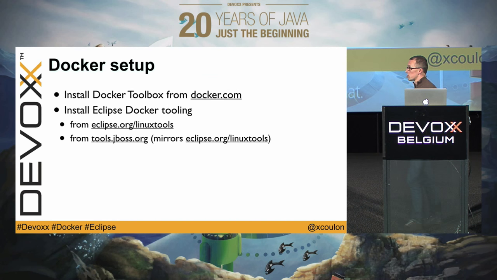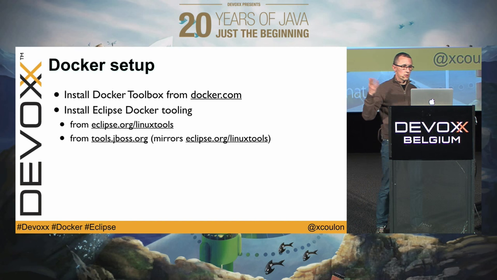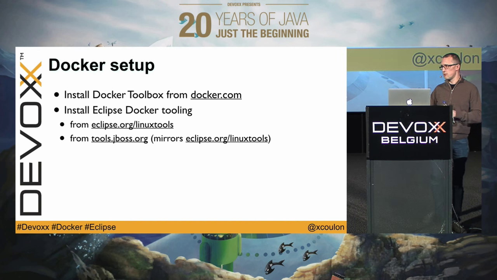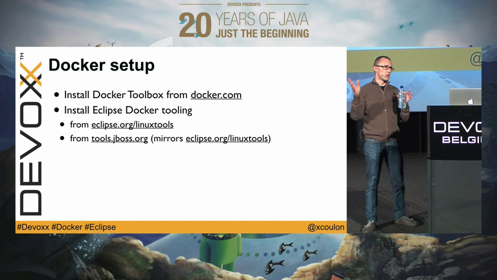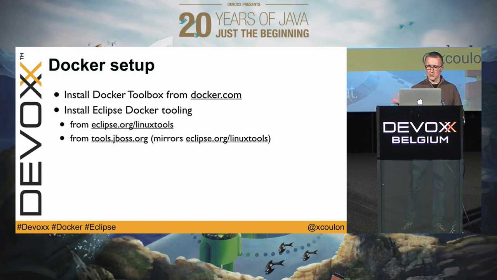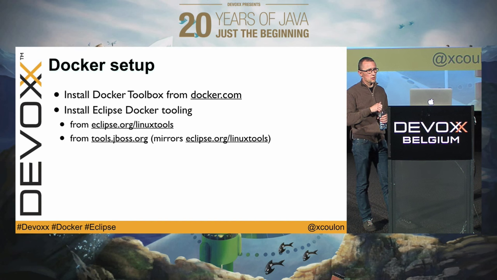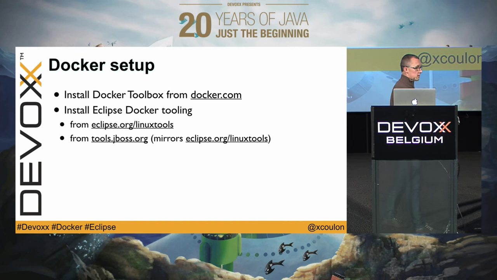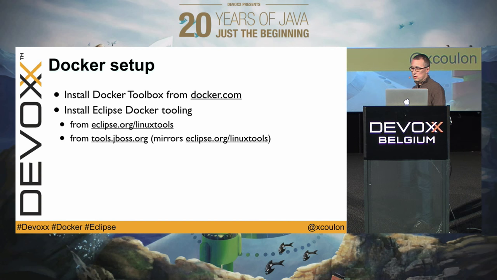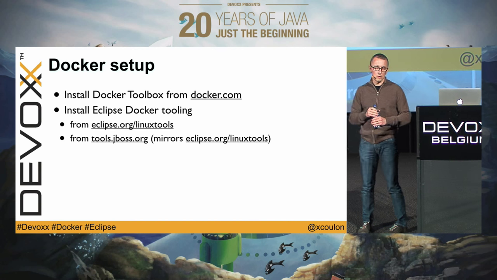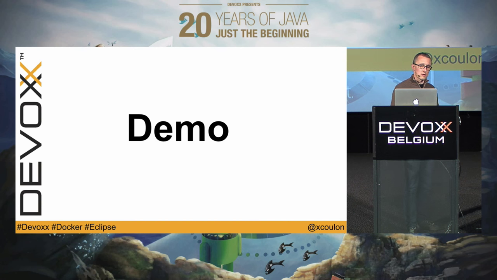So if you want to use Docker on your machine, the easiest and fastest way is to go to docker.com and install the new Docker Toolbox, which gives you everything: Docker, Docker Machine, Docker Swarm, Docker Compose. And it's going to set up VirtualBox for you if you need it on your machine, if you have Mac or Windows. And for the Eclipse Docker tooling, you have two ways to grab it. You go to eclipse.org/linux-tools, or you go to tools.jboss.org, or JBoss Tools on Eclipse Marketplace because we mirror the same tooling. And it's now time for a demo.